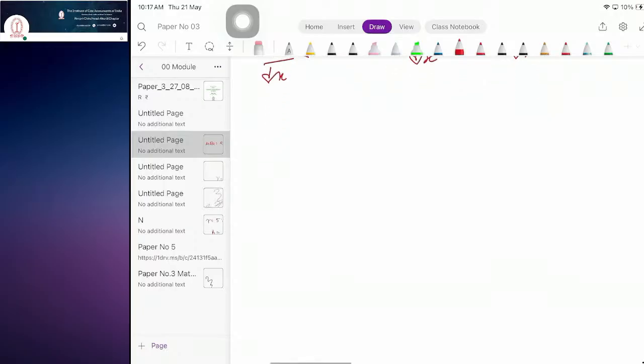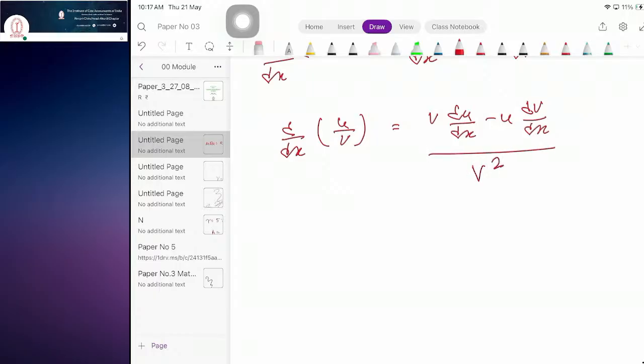If you want to find the differentiation of the two functions, one divided by another, u divided by v, in that case the answer comes out to be: first take v, the second function, times the differentiation of the first function du upon dx, minus u times dv upon dx, whole divided by the second function v square will be the answer of that.